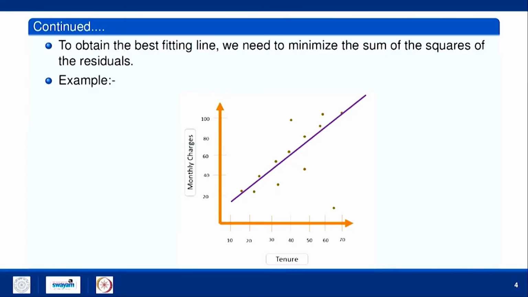So, just see this example. Here we have the tenor, that is in months, and the monthly charge, and we have these data points in a 2 dimensional plane. So, this is the best fit line for this data. As I have already told you, to obtain the best fitting line we need to minimize the sum of the squares of the residuals, as we are doing here. These are the residuals, the perpendicular distance from the line to all points, and we have to minimize the sum of the squares of all the residuals.